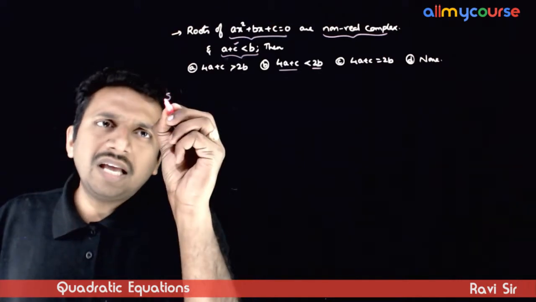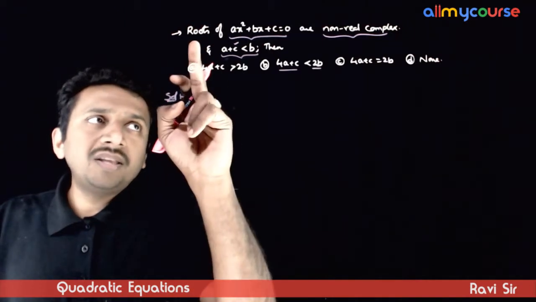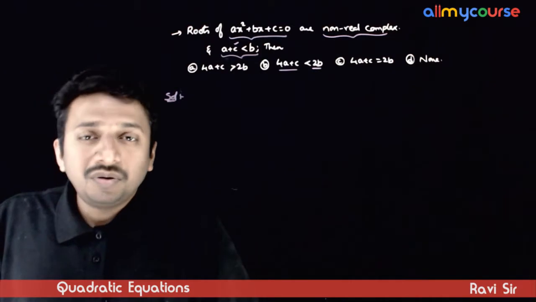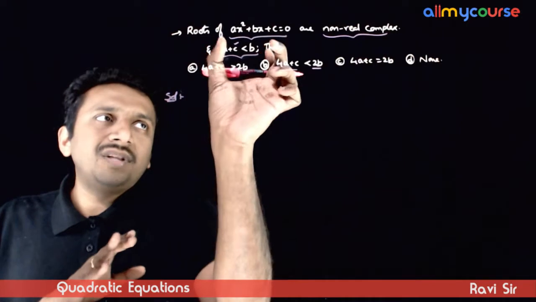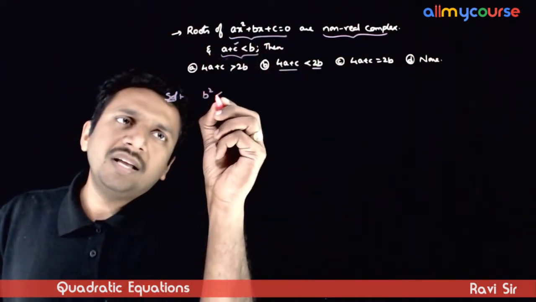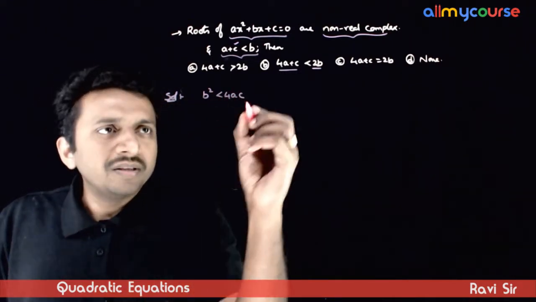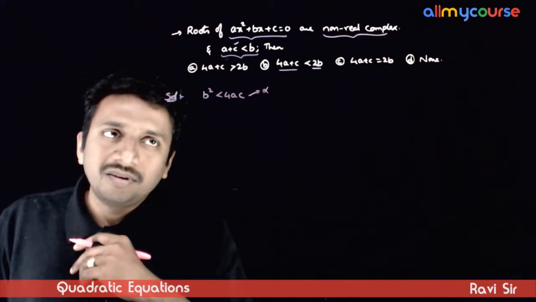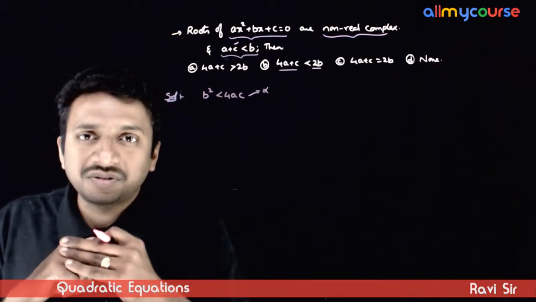Now this is a very tricky question, but a simple question. Whenever you're given that the roots of this equation are non-real complex, you tend to go to the condition on discriminant, right? If the roots are non-real complex, then b² is less than 4ac, or b² − 4ac is less than 0. But this question is not based on this concept. This question is based on your understanding of the graphs of quadratic functions.